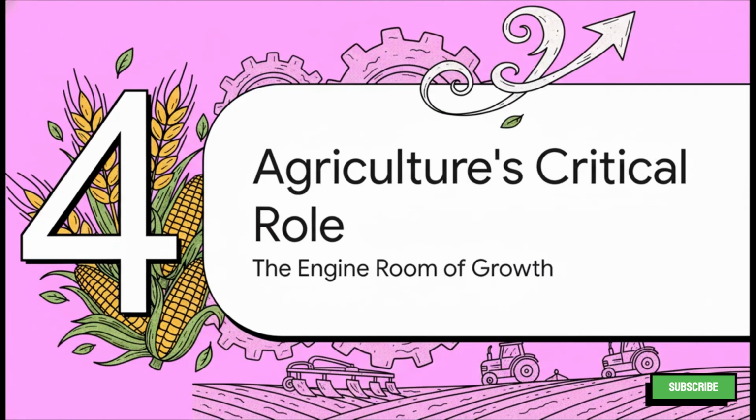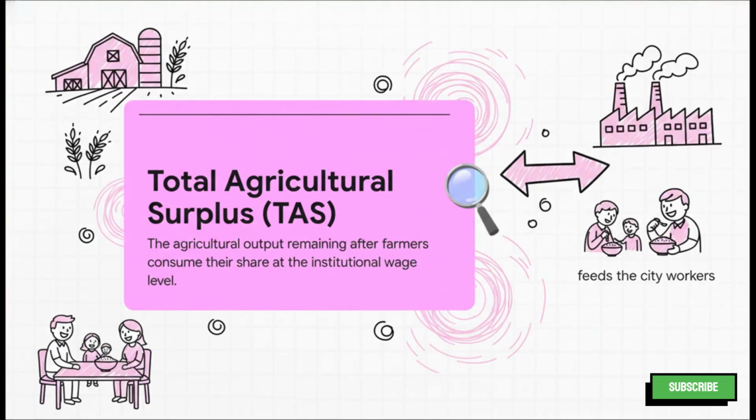So, what's powering this entire transformation? It all comes down to one thing: the agricultural sector. It is the true engine room for all of this growth. This brings us to another critical concept: total agricultural surplus, or TAS. Think of it like this. It's the extra food left over after the farmers have taken what they need to live on. This surplus is what feeds all the new factory workers who've moved to the city.